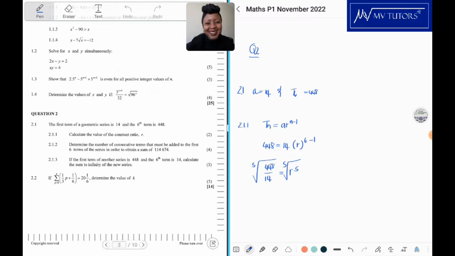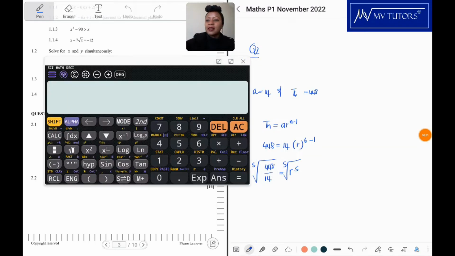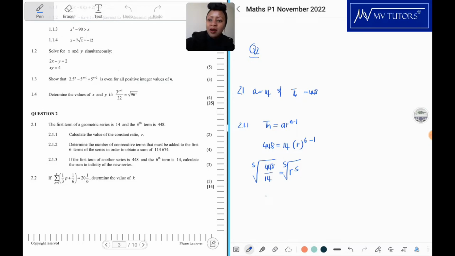Let me just get the calculator. And if we get the calculator, you will do this. Okay, so we have 448 divided by 14, and we get an answer of 2. Okay, so our constant ratio is equal to 2.